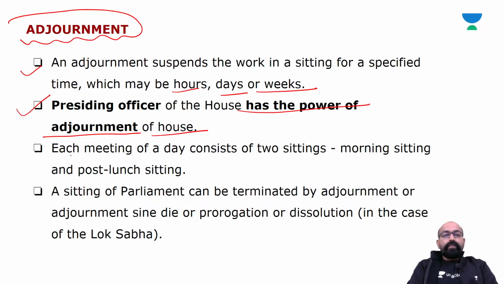Each meeting of a day consists of two sittings, the morning sitting and the post-lunch sitting. So a sitting of Parliament can be terminated by adjournment, adjournment sine die, prorogation, or dissolution in the case of the Lok Sabha.